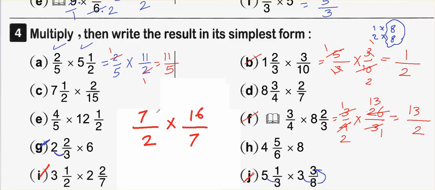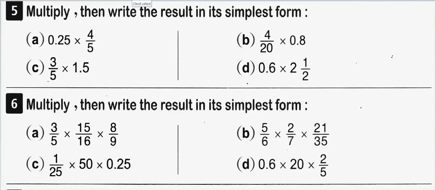Then simplify. 7 divided by 7 is 1. 2 and 16: 2 divided by 2 is 1, 16 divided by 2 equals 8. 1 times 8 equals 8. 1 times 1 equals 1. 8 over 1 equals 8.